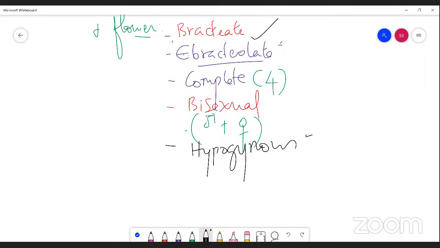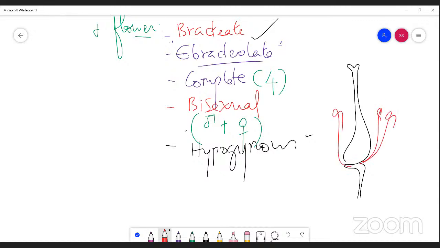Hypogynous means this is a flower, right? If you take the gynoecium of Datura, all the floral parts originate just at the bottom of the ovary. Hence, it is known as a hypogynous flower. The floral parts originate just beneath the ovary. Now, this is the ovary, and from just below the ovary you can see all the floral parts originate in Datura. Hence it is a hypogynous flower, and the type of ovary is a superior ovary. So a hypogynous flower always possesses a superior ovary.